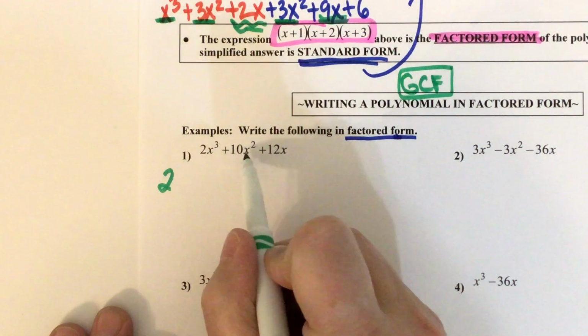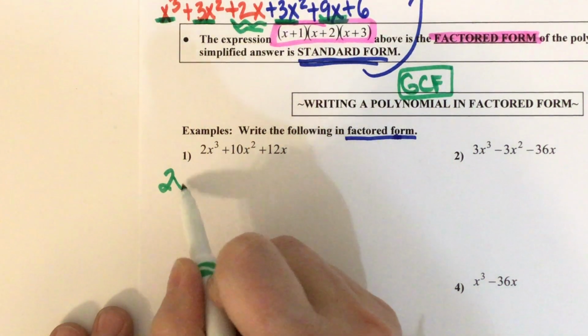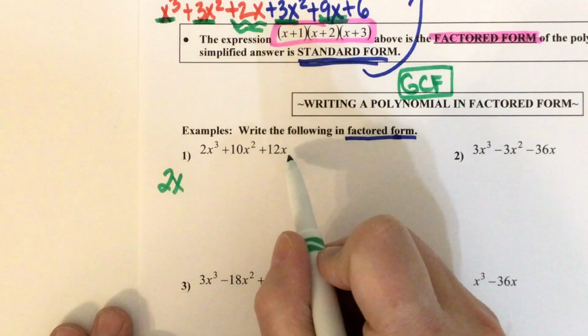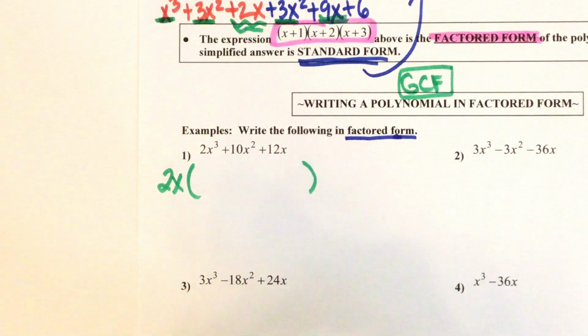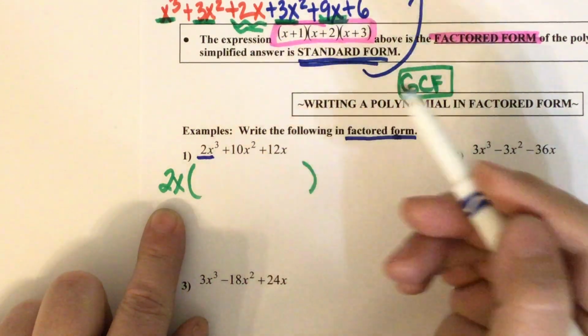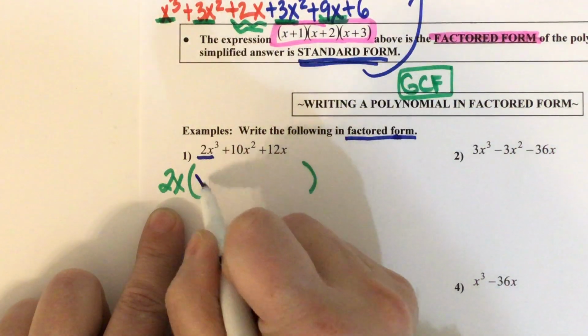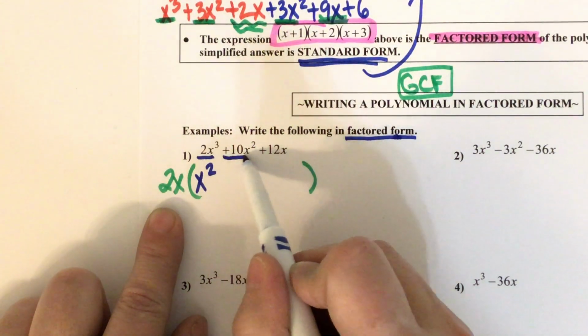And look, they all have x's. The greatest number of x's they all have is 1, because he doesn't have more than 1. Remember, every time there's a GCF, you build 1 set of parentheses. Now let's figure out what goes in the parentheses. So 2x times what makes 2x cubed? x squared. 2x times what makes 10x squared?